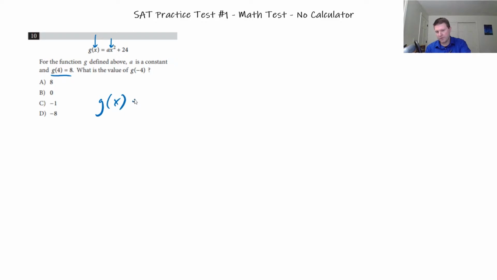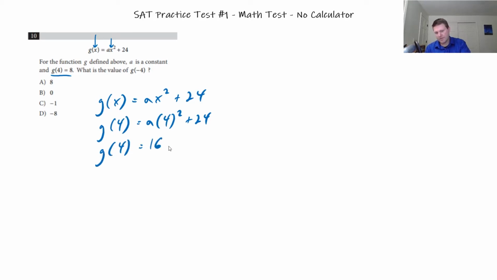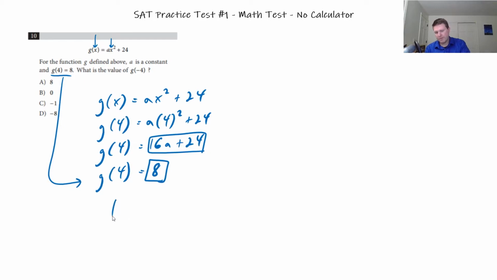Like if regular g of x is just ax squared plus 24, g of 4 is just going to be a times 4 squared plus 24. And then you can simplify this a little bit here. So you get 16a plus 24. But then because they told you g of 4 equals 8, you could also write that out. Now since both of these things equal the g of 4, it must mean that 16a plus 24 equals 8. And this is going to allow you to solve for a.